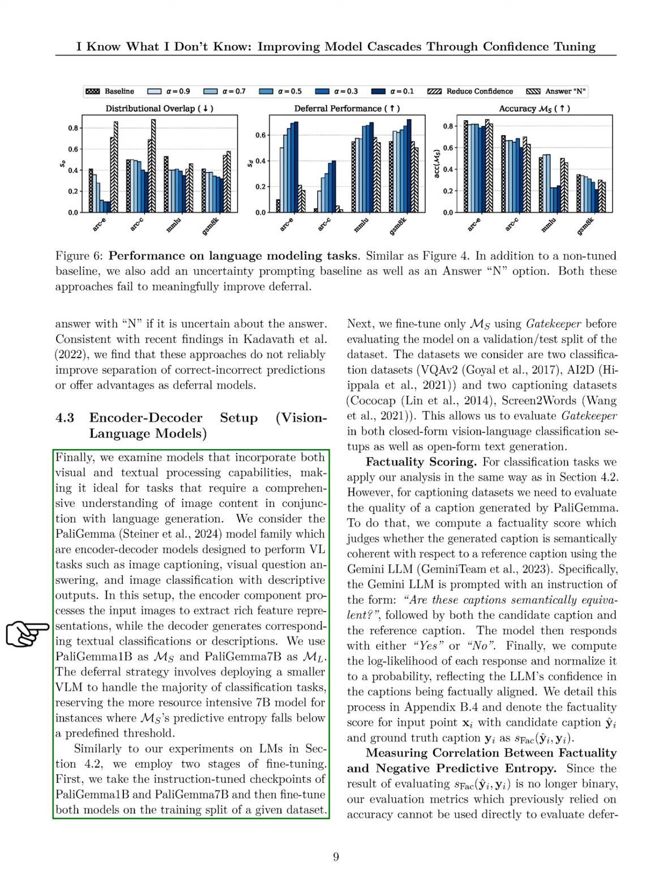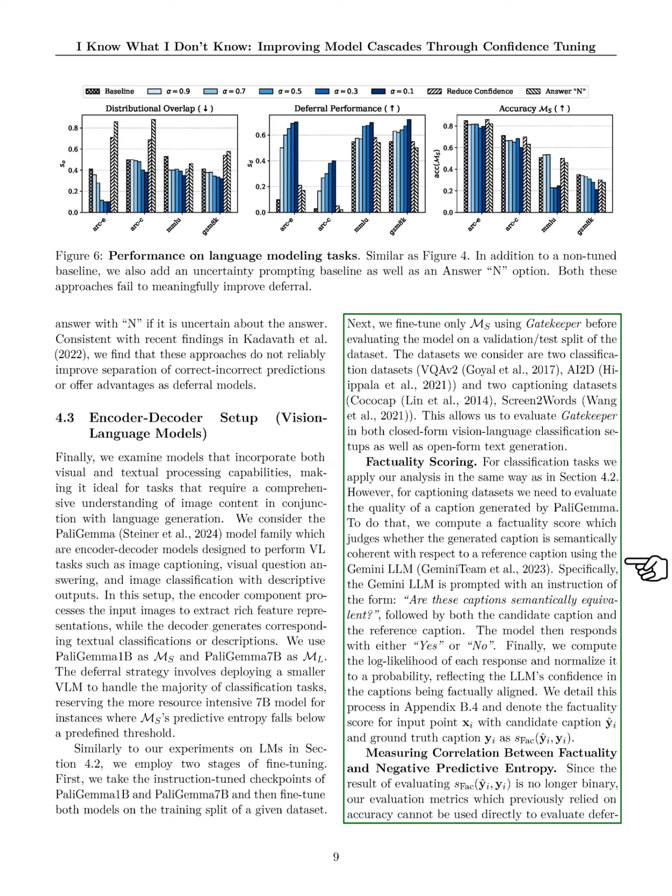The deferral strategy here involves using the smaller model for most tasks and reserving the larger model for cases where the smaller model's predictive entropy is above a certain threshold. We again perform 2 stages of fine-tuning on both models before evaluating them on a validation test split. The datasets include 2 classification datasets and 2 captioning datasets, allowing us to assess Gatekeeper in both classification and text generation contexts. For the captioning tasks, we compute a factuality score to evaluate the quality of generated captions.